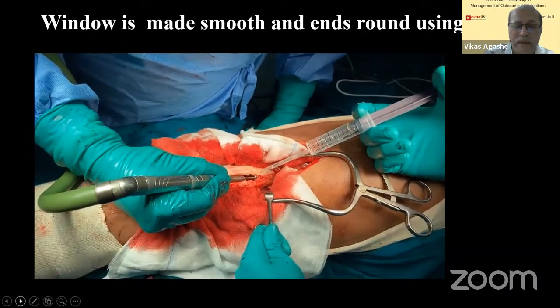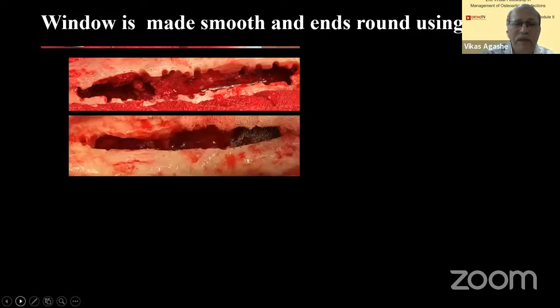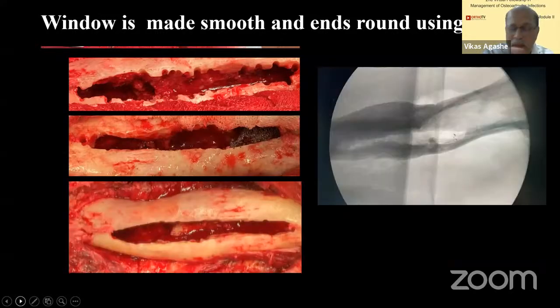So the window, as I discussed, is made smooth. Starting from here, next to here, a reasonably smooth window is made. Must take a C-arm picture to confirm that you have done a window as per your plan.